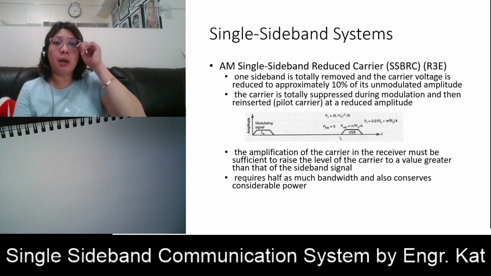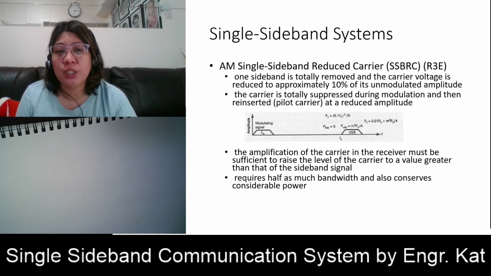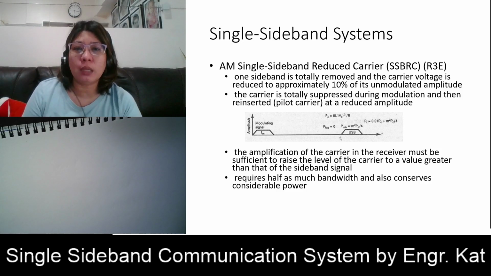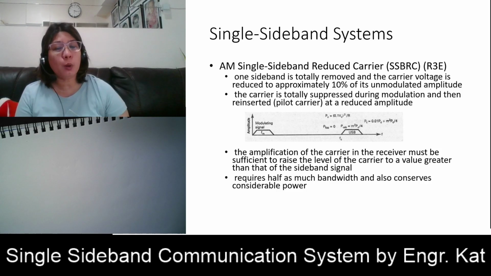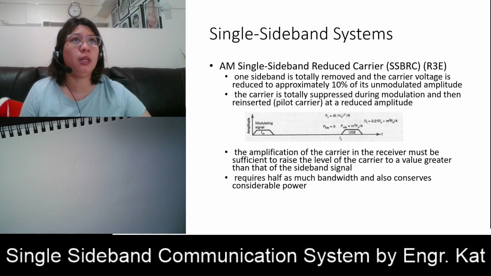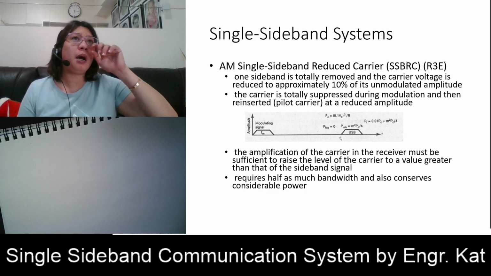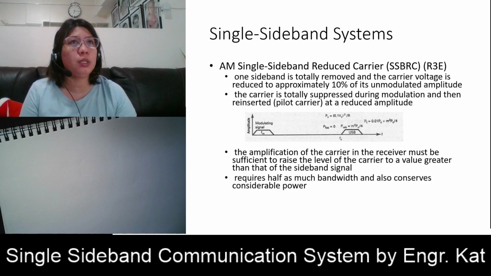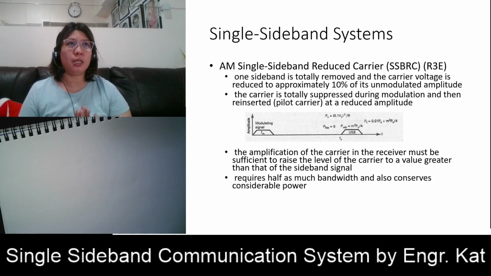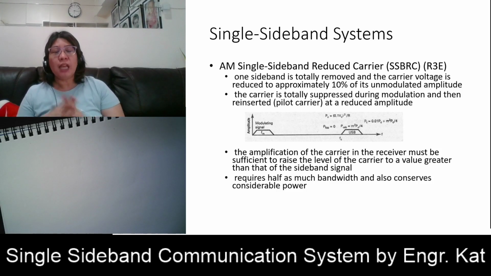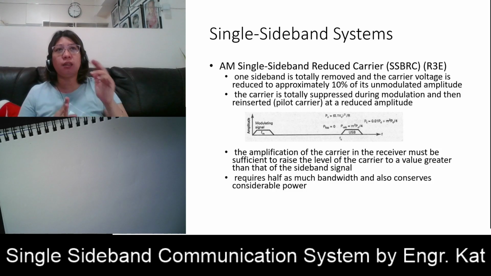Okay, so the amplification of the carrier in the receiver must be sufficient to raise the level of the carrier to a value greater than that of the sideband signal. So this requires half as much bandwidth, and at the same time, it also conserves considerable power. Okay, so for the demodulation of a single sideband with reduced carrier, the carrier must be separated, amplified and then reinserted again at a higher level in the receiver. That's why it is also called an exalted carrier.